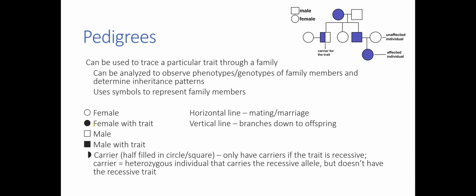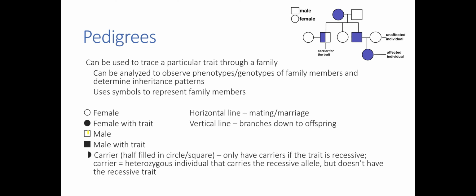So a circle is always a female, and if that confuses you, I always remember that females have curves, okay? And then squares are males. And so if you have a non-filled in, that means they do not have whatever trait that we're tracing, okay? If they are completely filled in, that means that they do have whatever the trait that we're tracing is.